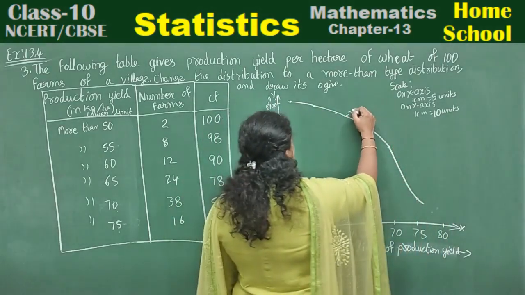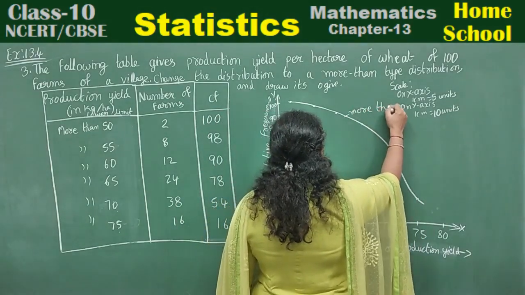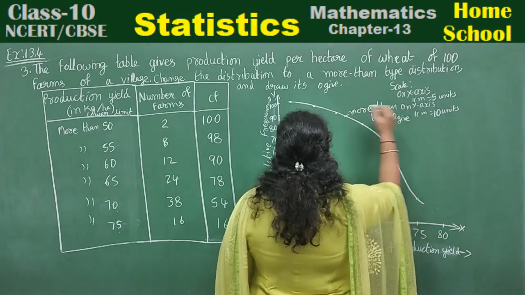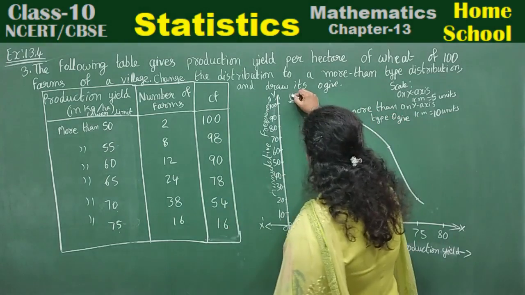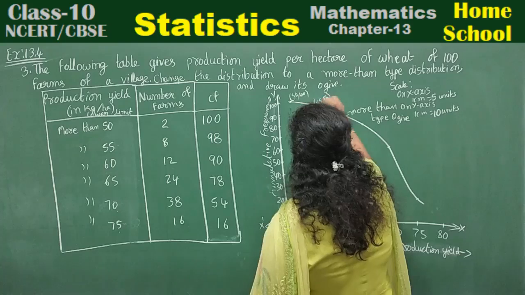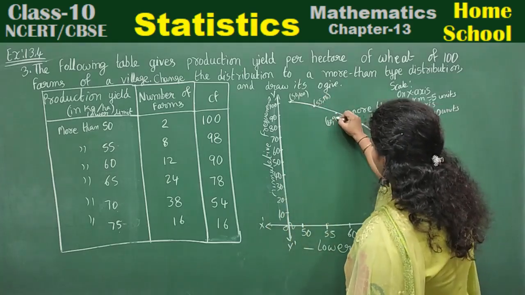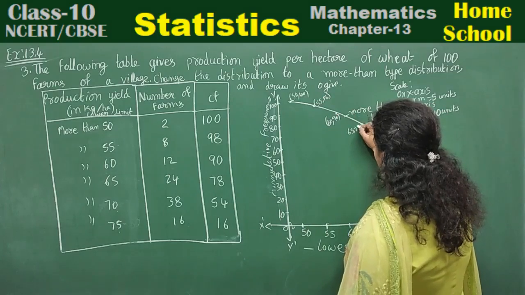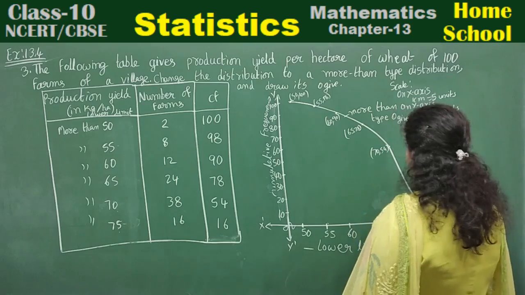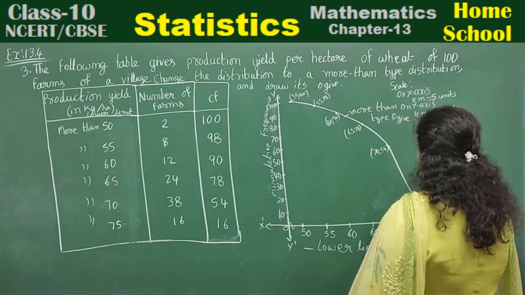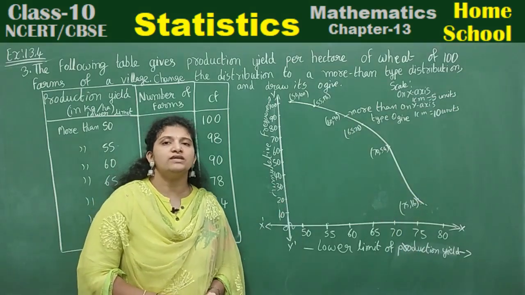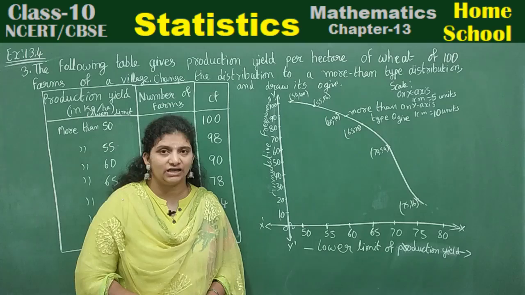Okay, this is the more than type ogive. And write all the coordinates that we have plotted now: 50, 100, 55, 98, 60, 90, 65, 78, 70, 54, 75, 16. Okay, this is your more than type ogive. You can call this the cumulative frequency curve also.